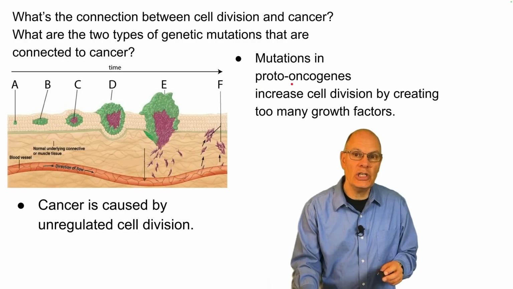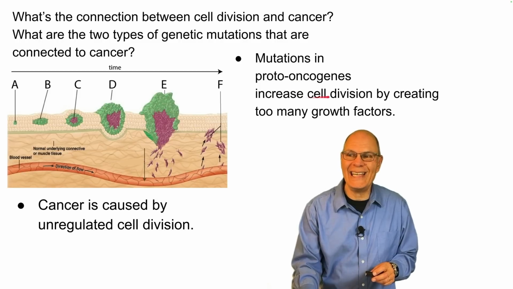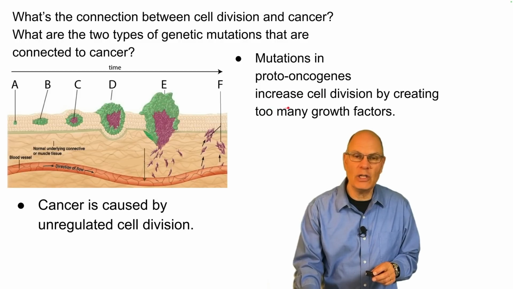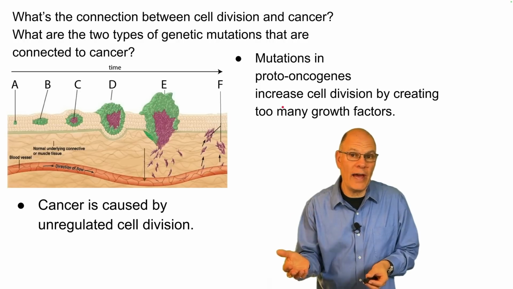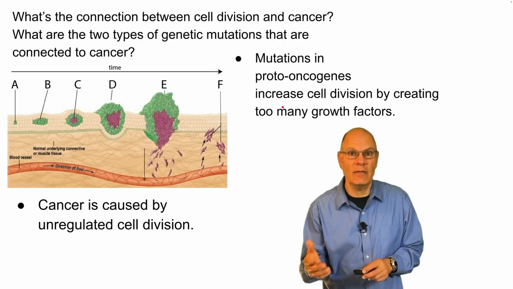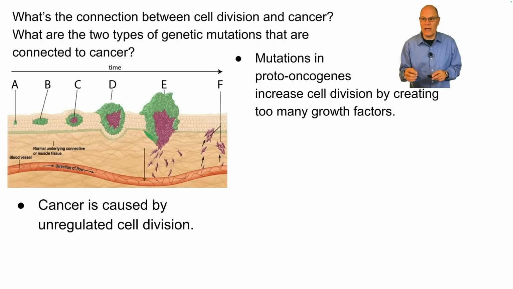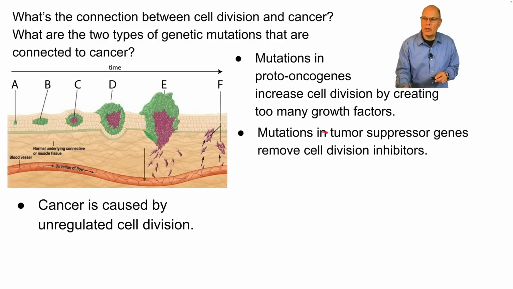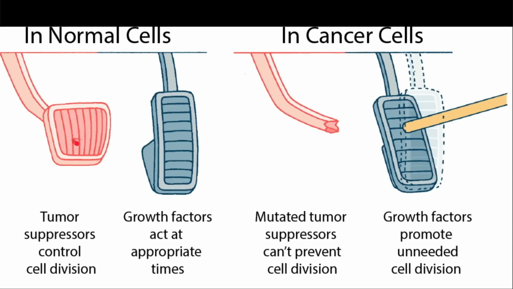Mutations in genes that are called proto-oncogenes increase cell division by creating too many growth factors. Growth factors are things that stimulate cell division within a cell itself or within other cells. And there are other kinds of genes that are called tumor suppressor genes, and what they do is they remove cell division inhibitors, the kind of checkpoints that we've seen in previous slides. So in normal cells you have the brakes, those are tumor suppressors, and you have the accelerator. Those are growth factors, but they act at appropriate times.